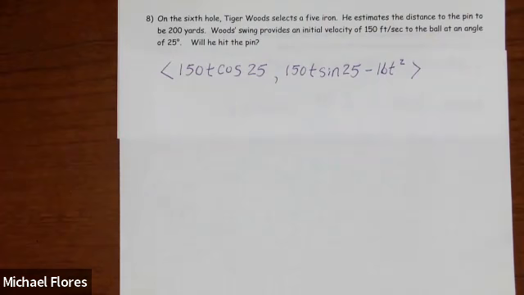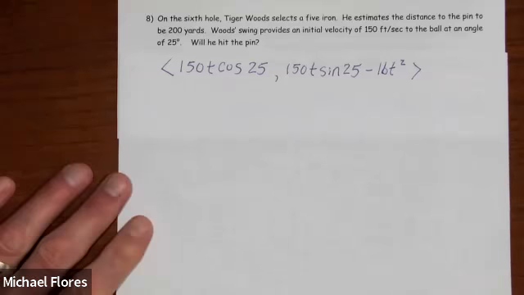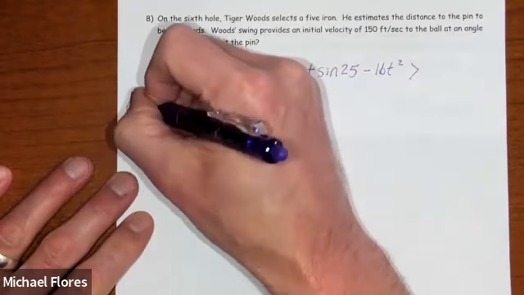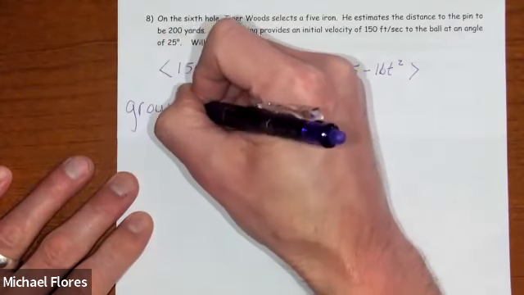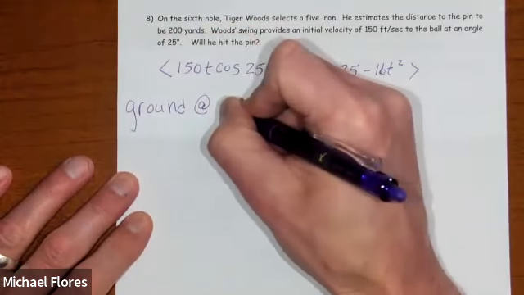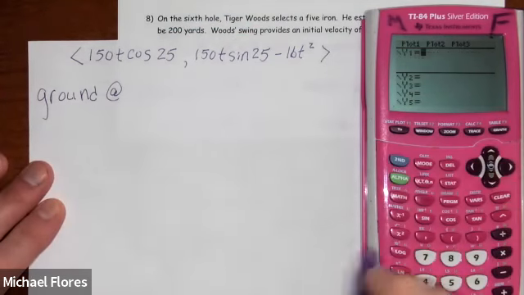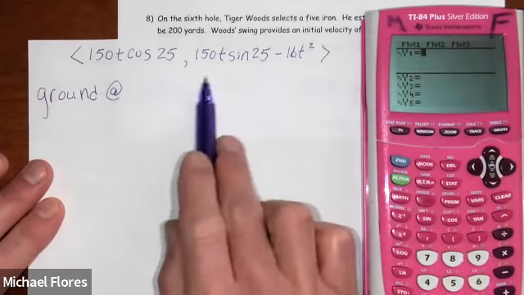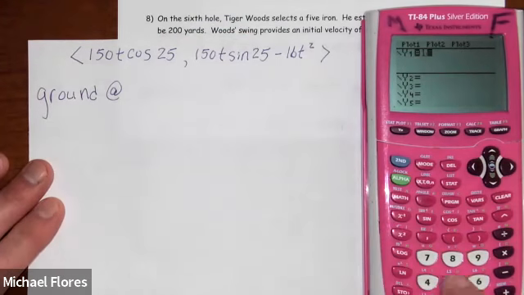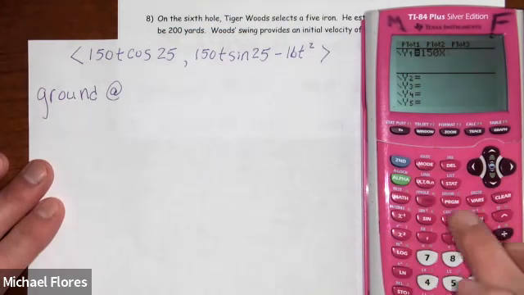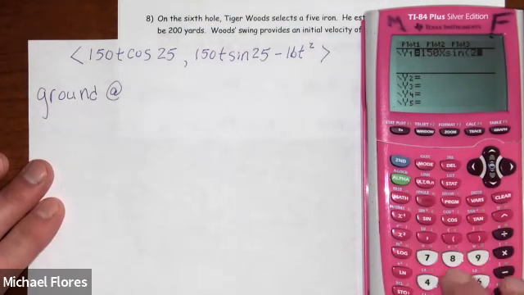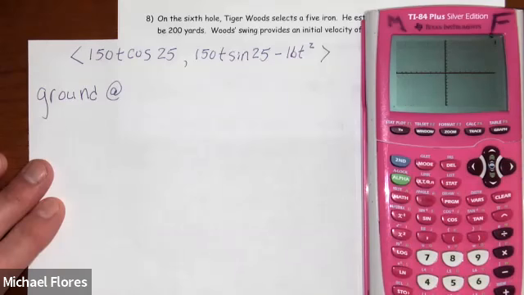Okay, now let me reread what they want us to solve for. Will he hit the pin? Well, let's figure out when it's going to hit the ground. Y equals, clear out previous data. Let's now enter the y equals portion into our calculator. Graph it.